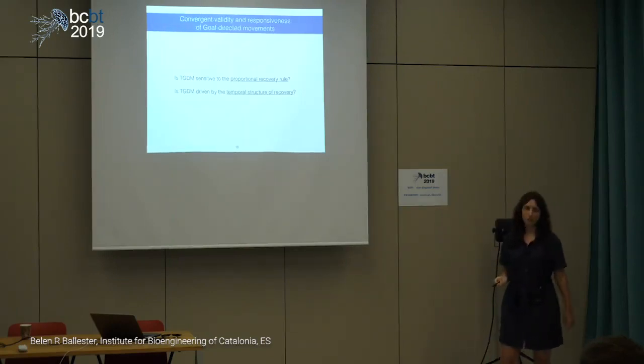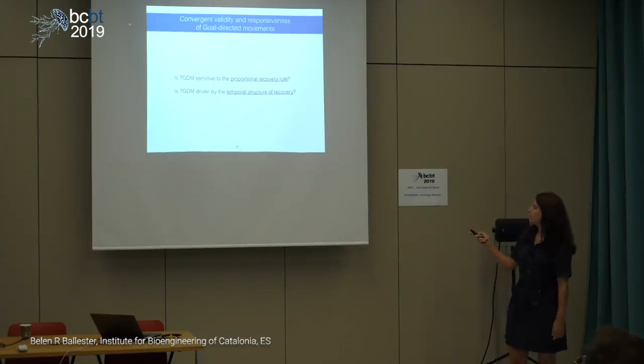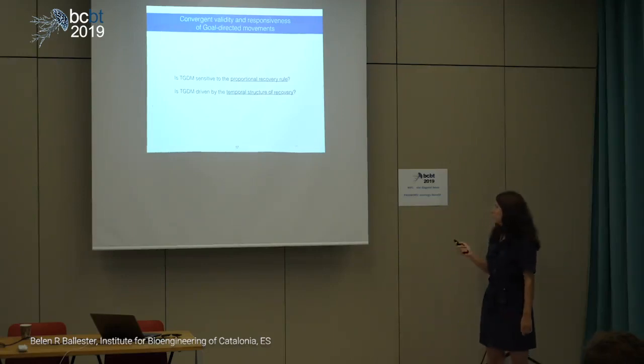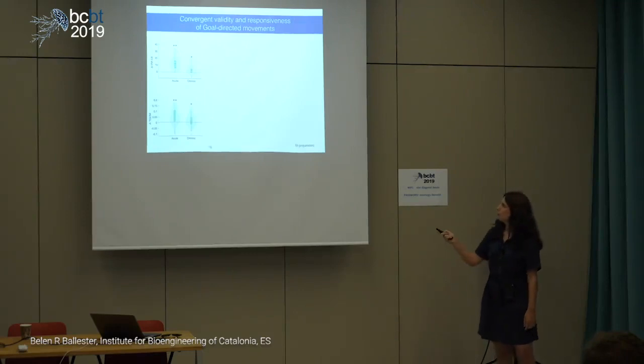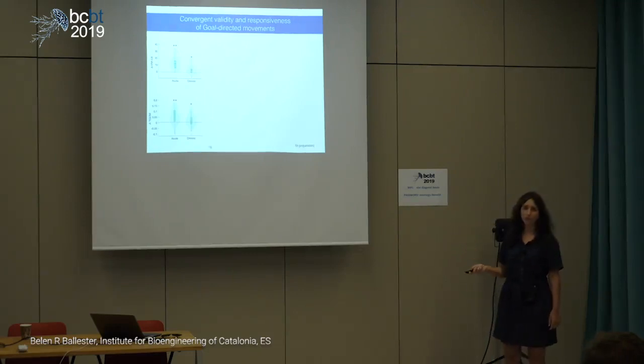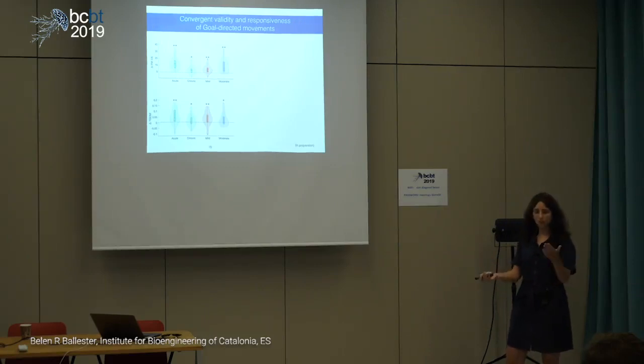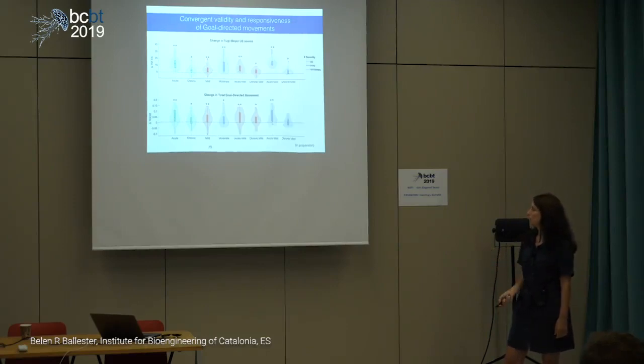Now we ask the following questions. So, okay, this parameter seems to be sensitive, but can it capture proportional recovery rule, which Fugl-Meyer we know that captures, and can it capture the temporal structure of recovery? So we look at that. First, we see that both Fugl-Meyer scores are able to capture changes or improvement at the acute stage post-stroke, early stage, and at the later stage, chronic stage. Also, in our parameter total goal-directed movements, it occurs. When we divide patients in between mildly affected and moderately affected, it's also sensitive enough to capture improvements.